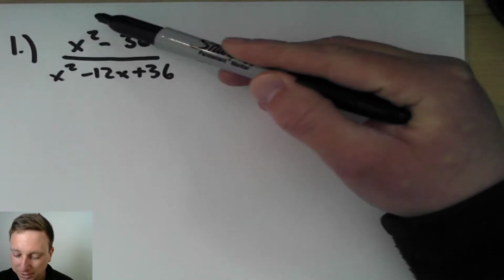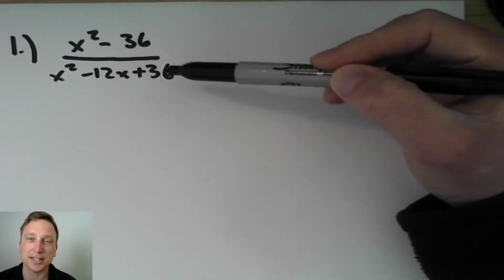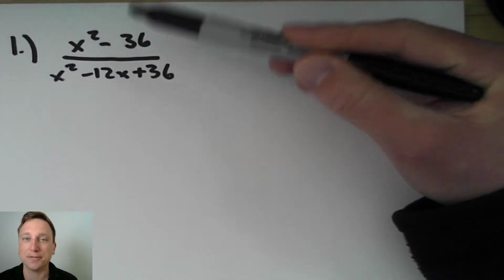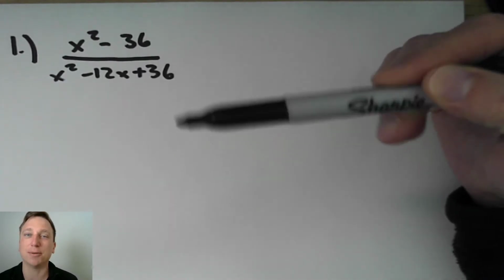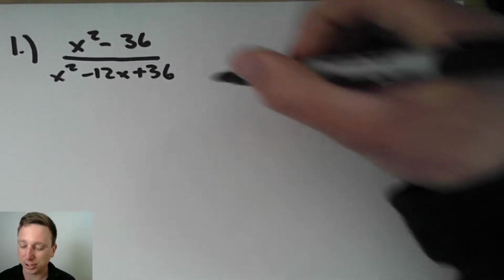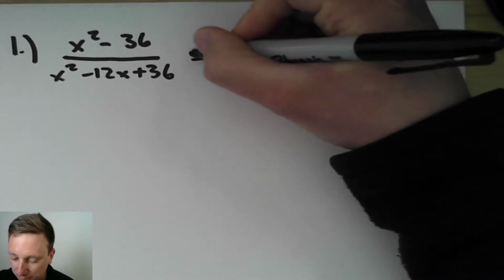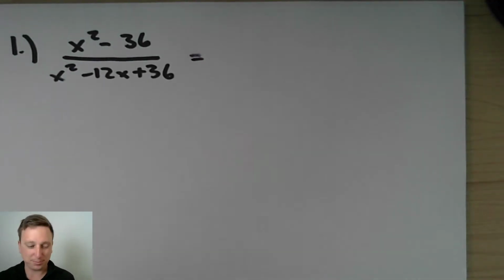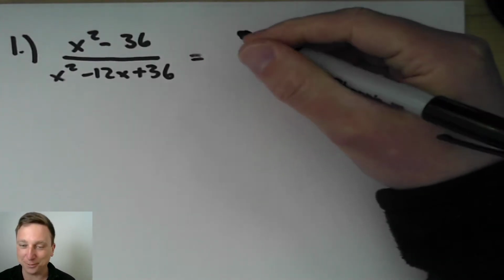Resist the urge to cancel the x squareds and cancel the 36s. Those are common terms. They're not common factors. We can only reduce common factors rather than common terms. So what we need to do is rewrite this in a way that we can look at different factors that this has. My pen is dying right now. We'll see how it goes.